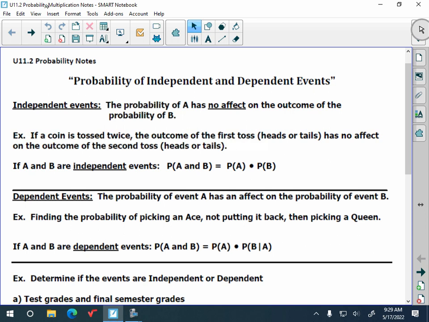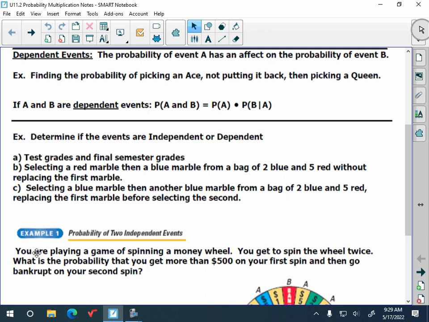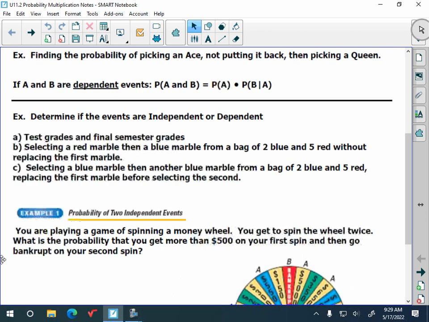All right, and so when they're dependent on each other, the probability of the first happens just like we do normally, but this is the symbol right here. It's not a fraction bar. It's just saying that the probability of B is affected by A. Right? So the probability of A is affecting B. All right, so that's just what that symbol is. All right, so let's look at these examples to determine if they're independent or dependent on each other.